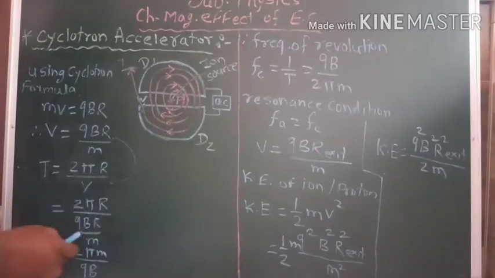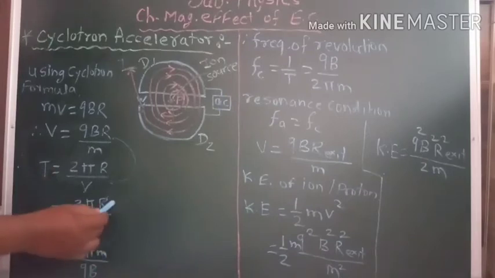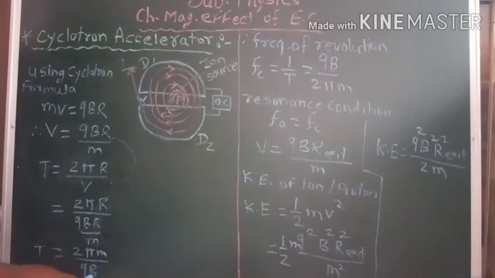Therefore we can write the value of bqr upon m, in which this r gets cancelled. This m at the denominator goes to the numerator, and we write the formula T is equal to 2 pi m upon qB. This is the formula of T. It is the time period, and q is the charge of the positive ion.